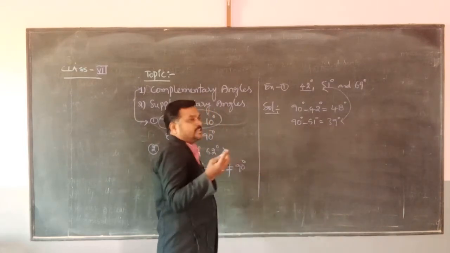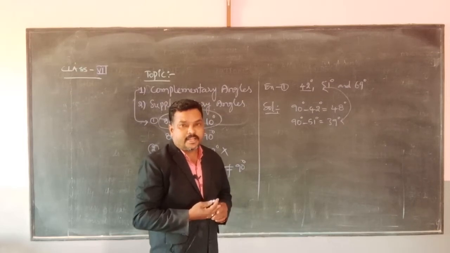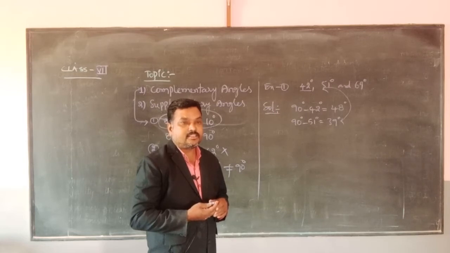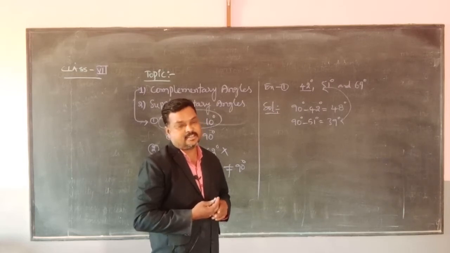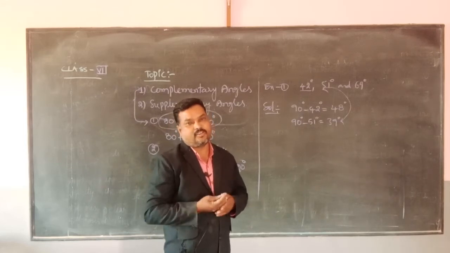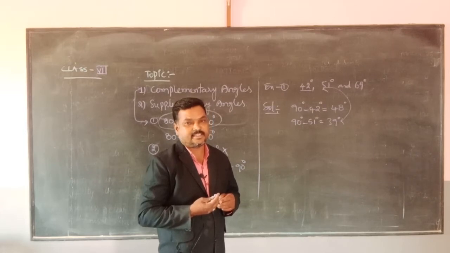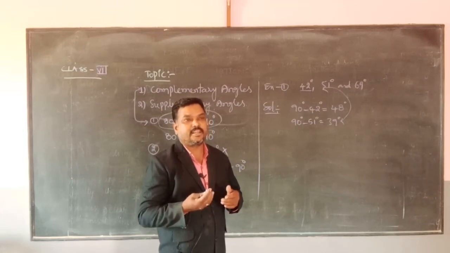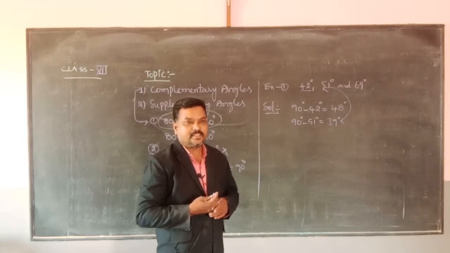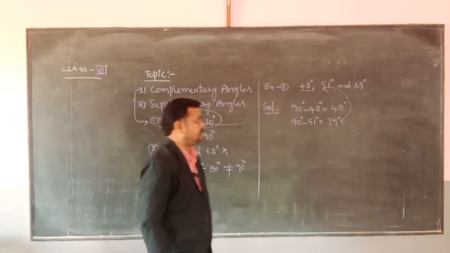Then one more question: if two complementary angles are equal to each other, then what are the measures of the angles? We know very well, 45 degrees and 45 degrees. 45 degrees plus 45 degrees is 90 degrees. So these are two angles equal to each other. So the angles are 45 and 45.